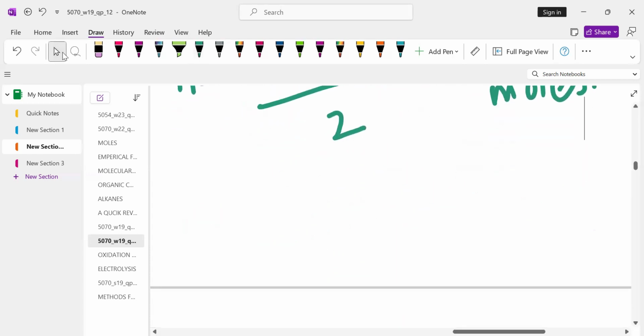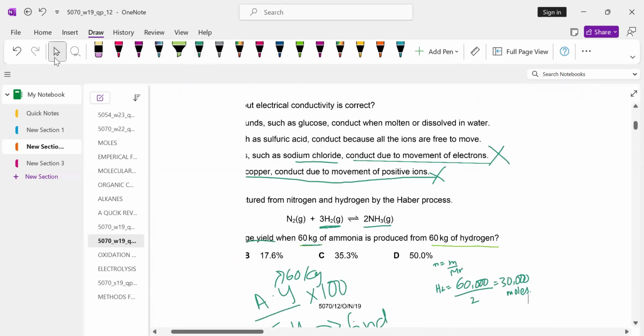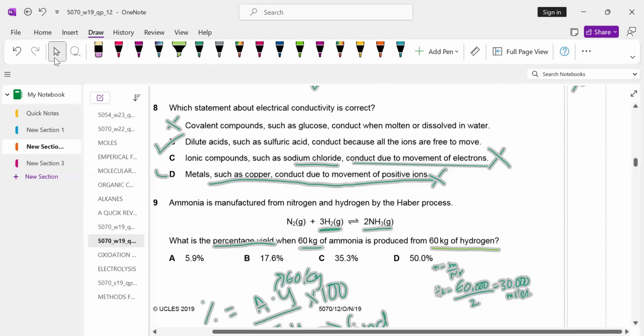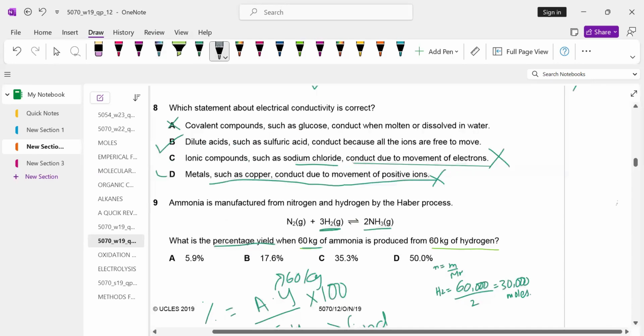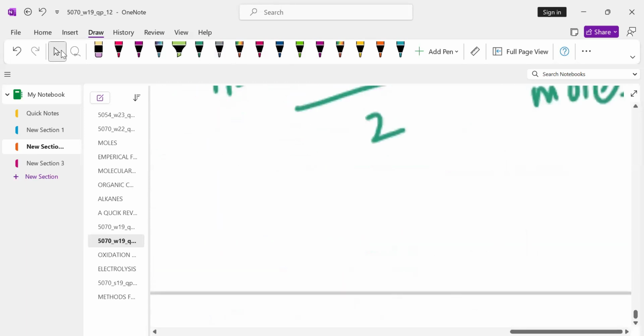Now let's calculate the moles of ammonia. Let's have a look at the equation. 1 mole of nitrogen plus 3 moles of hydrogen gives 2 moles of ammonia. So the ratio 2 to 3 would be fixed.